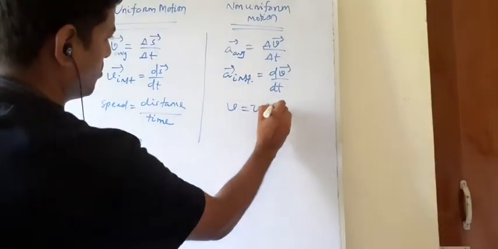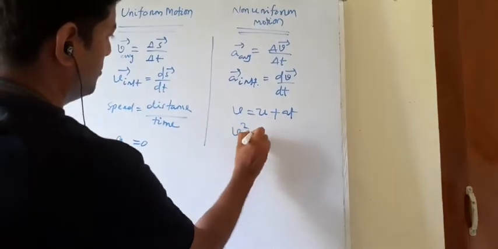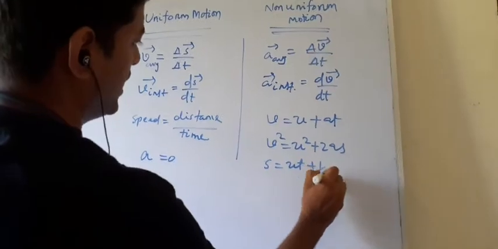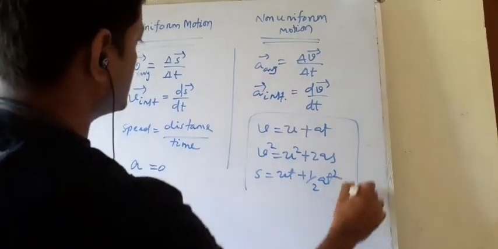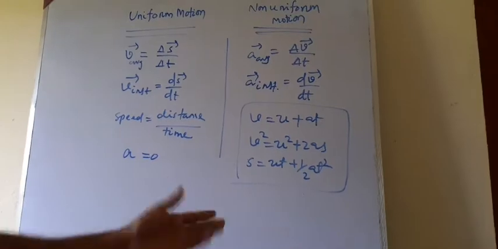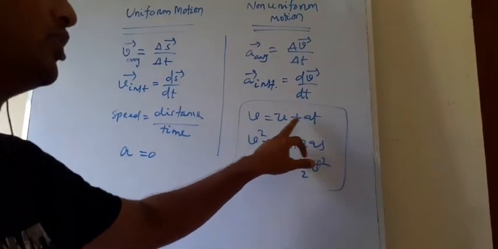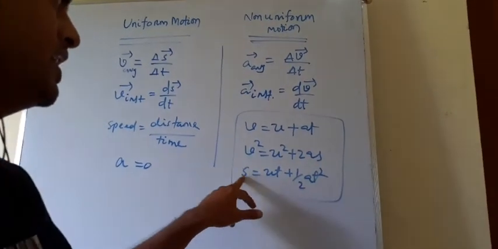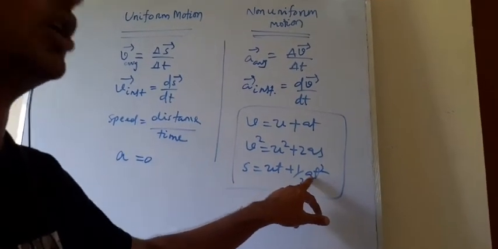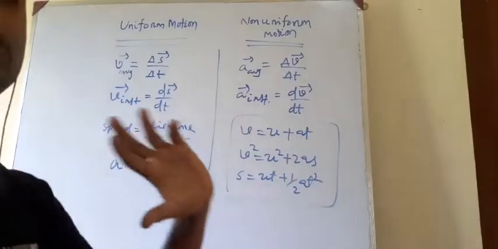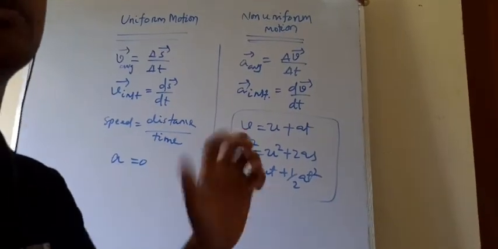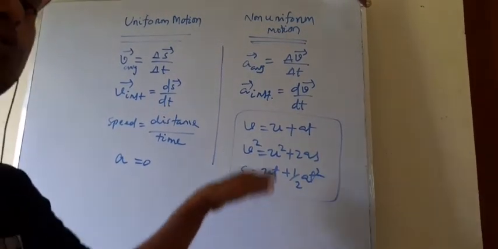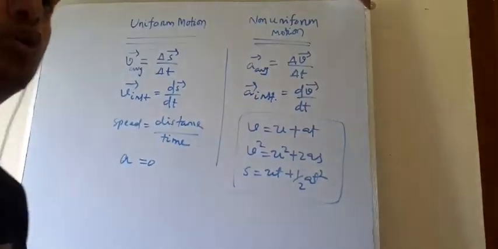But the important three formulas: V equal to U plus AT, V square equal to U square plus 2AS, and S equal to UT plus half AT square. I think most 9th standard students have come across these three formulas: final velocity, initial velocity, acceleration, time. Final velocity, initial velocity, acceleration, displacement. Displacement, initial velocity, time, acceleration. So basically there is a correlation between velocity, acceleration, time; velocity, acceleration, displacement; and displacement, velocity and time. So these three formulas will come into picture when we are considering non-uniform motion.